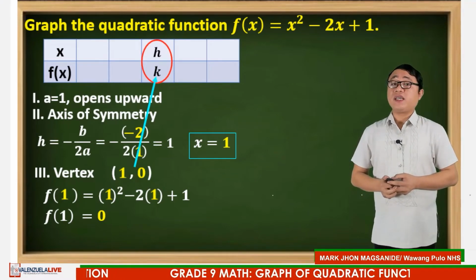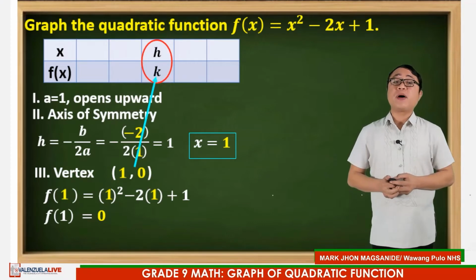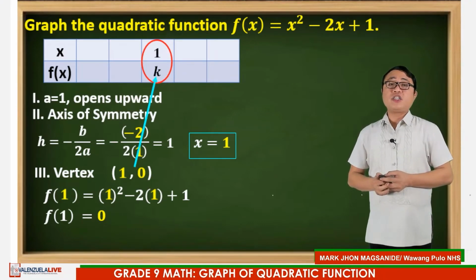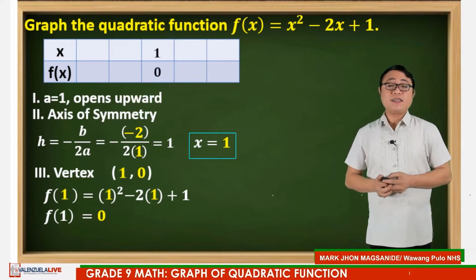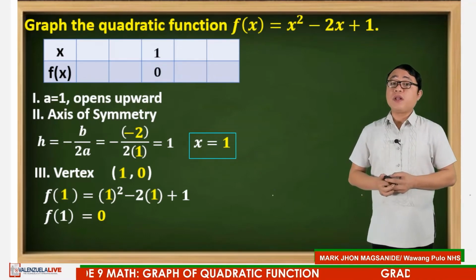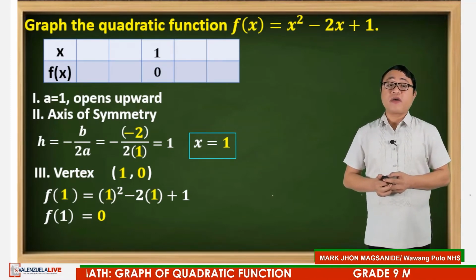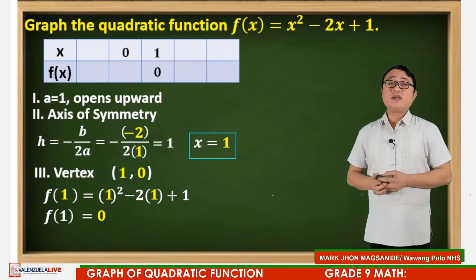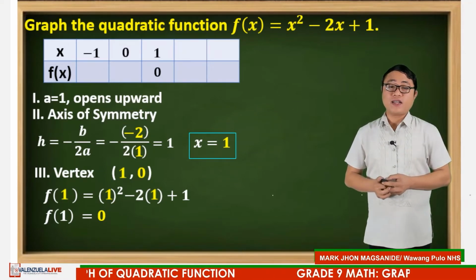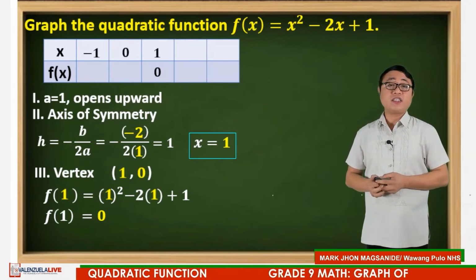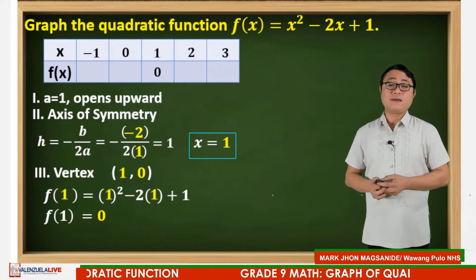Now, we can replace the h and k with its corresponding value. h is 1 and k is 0. Complete the possible values of x on the left, 0 and negative 1. And on the right side of h, 2 and 3.